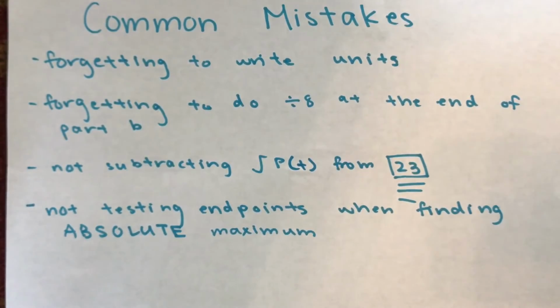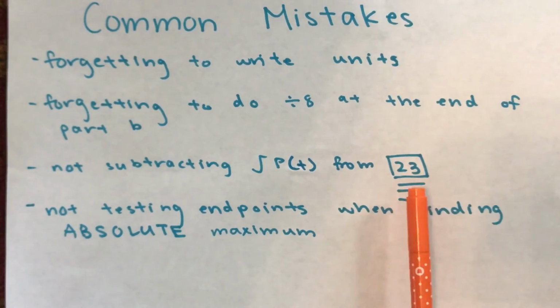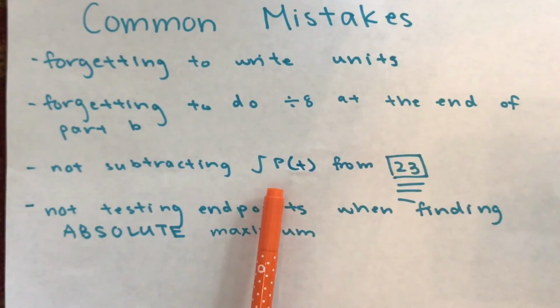And another one is forgetting to do the dividing by 8 at the end of part B, because if you recall, you have to multiply part B by 1/8 to find the average. And some people might forget this since it's at the very beginning. You might just do the other main part of the problem, but that won't actually give you the correct answer. And this one is not subtracting the integral of p of t from 23, because some people will forget the 23 part and just do this integral.